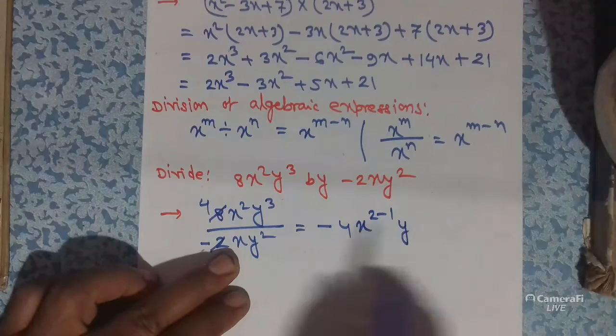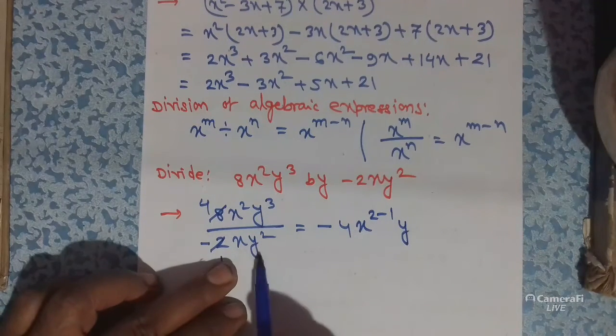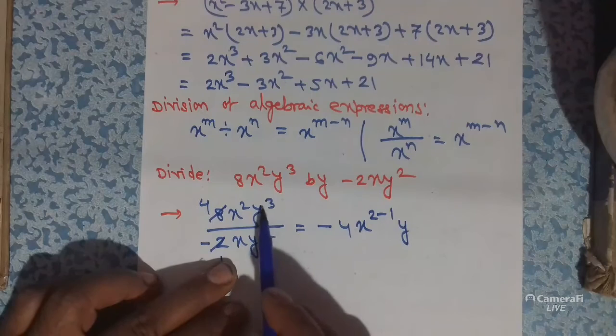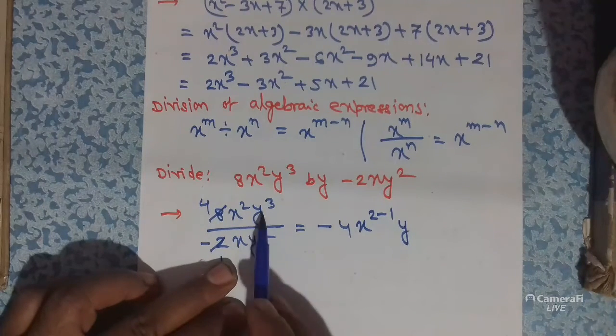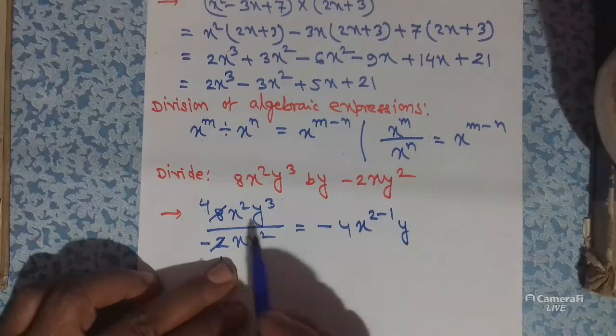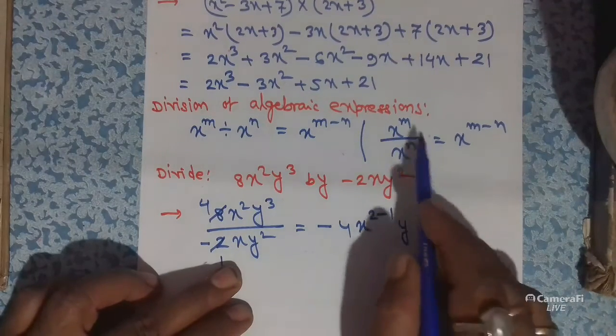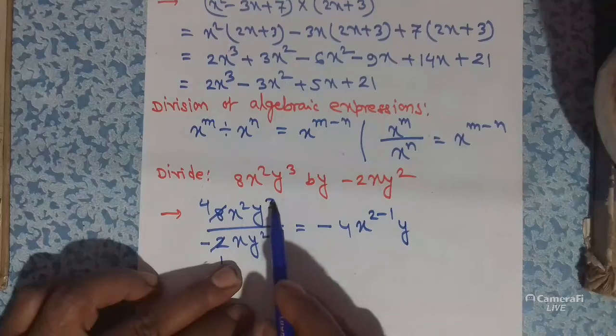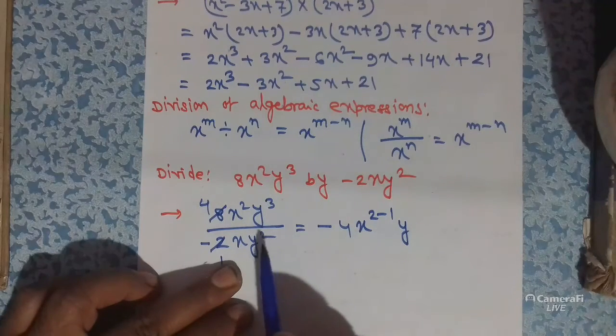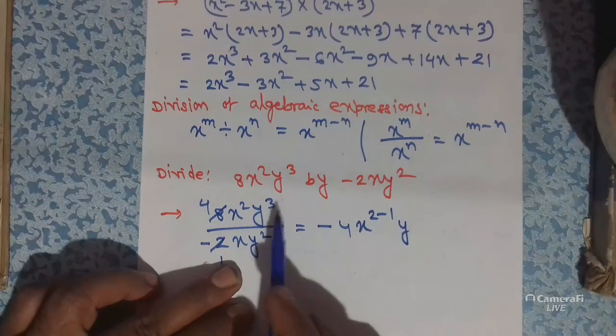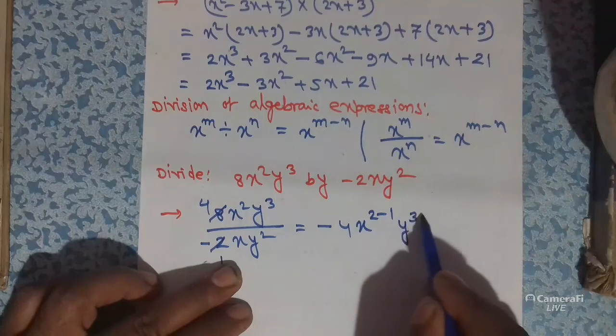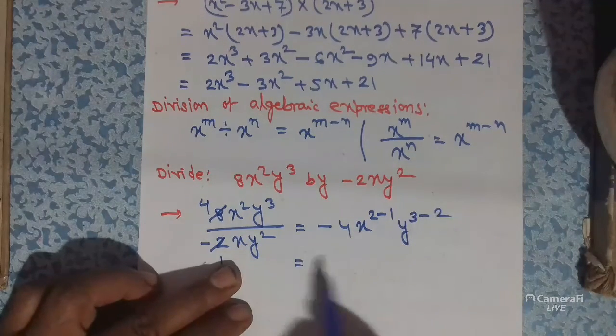Similarly, you can see that y to the power 3 and y to the power 2. So that means it is m and it is n, and the bases are same because both are y. So we can use this formula. y to the power m by y to the power n means y to the power m minus n. That is why we can write 3 minus 2.